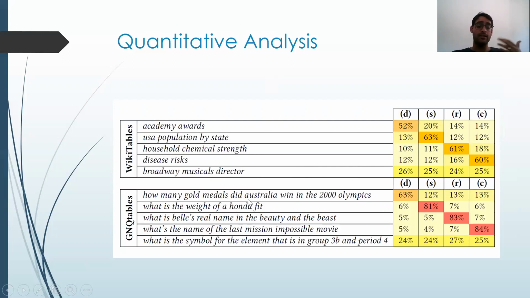Finally, if we look at queries such as how many gold medals did Australia win in the 2000 Olympics, then the description becomes highly beneficial, since the description holds the total information that is included in the table, as we see.